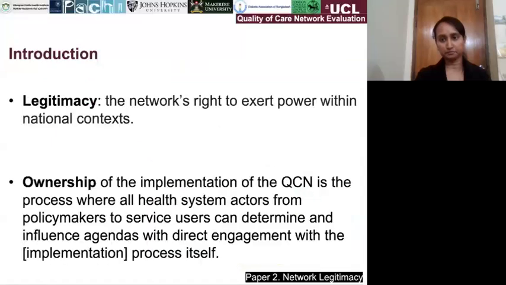Next slide, please. Before explaining in more detail, I would like to share the definition of legitimacy and ownership, because these are the keys of the paper, which will be clear later. In this paper, by legitimacy, we mean the network's right to exert power within the national context. And by ownership of the implementation of the QCN, we mean the process where all health system actors, from policymakers to service users, can determine and influence agendas with direct engagement with the process itself. Next slide, please.